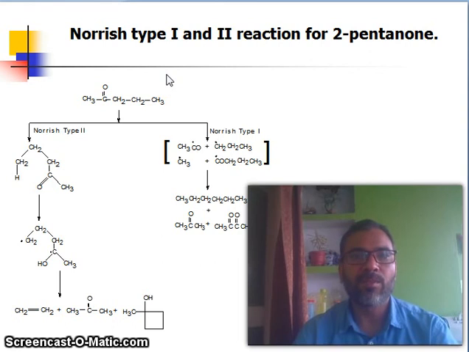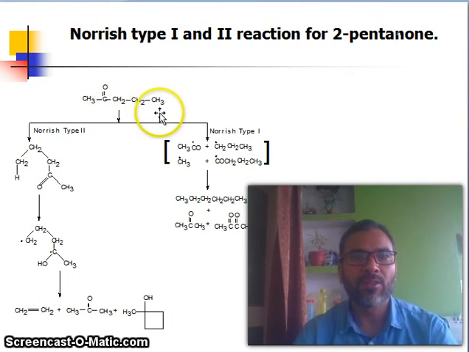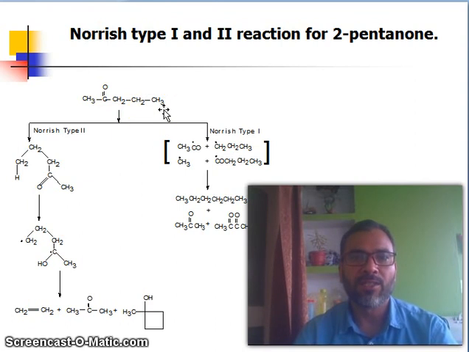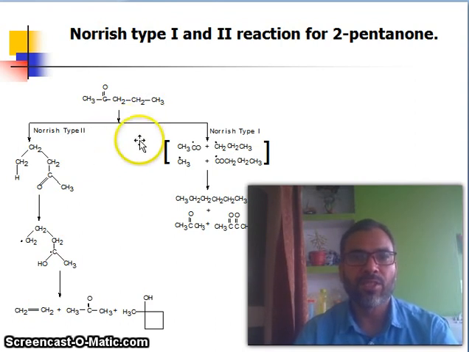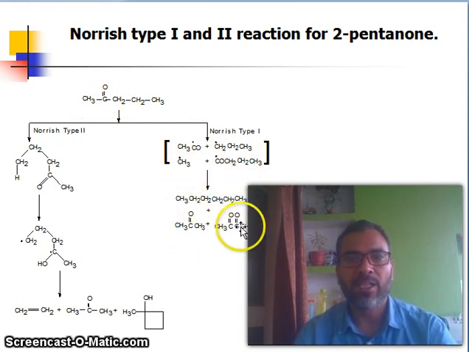Now there is a competition between Norrish type 1 and type 2 reactions for 2-pentanone. This is 2-pentanone. Here alpha hydrogens and alpha, beta, gamma hydrogens, both types of hydrogen are there. So there is a competition between Norrish type 1 and 2 reactions. You see, in Norrish type 1, what will happen? CH3CO and this bond, either this bond will break and then they combine together, forming a carbon-carbon bond.